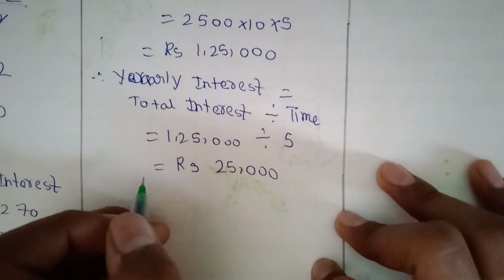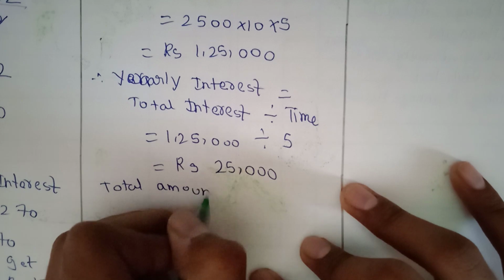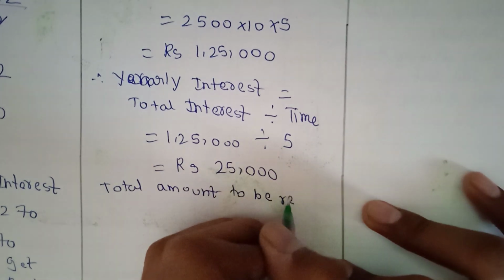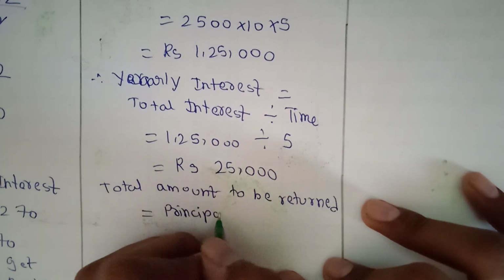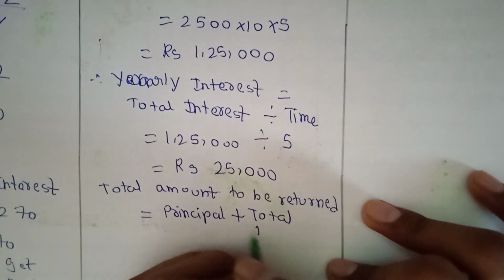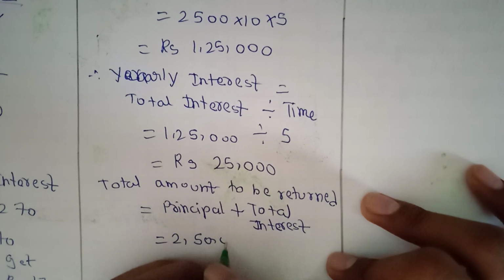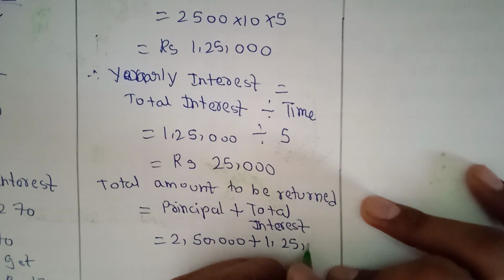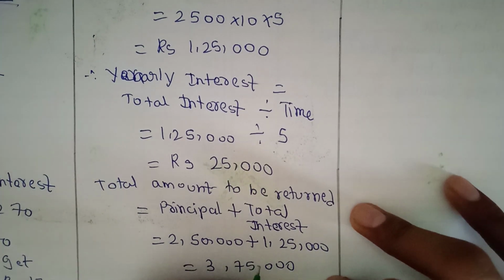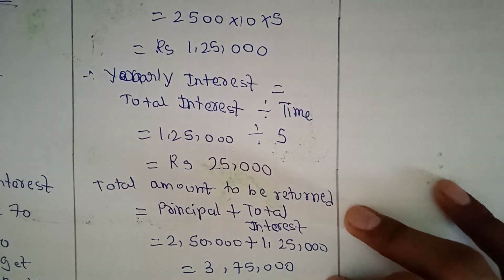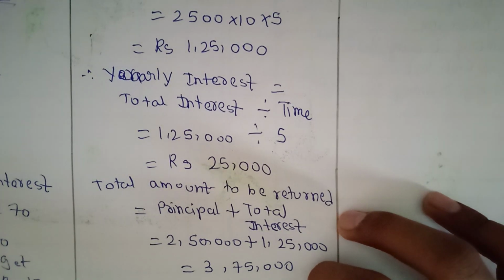We also have to find the total amount to be returned to the bank. So we will write total amount to be returned is equal to principal plus total interest. Principal is 2,50,000 plus total interest is 1,25,000, which is equal to 3,75,000. So therefore you can write the yearly interest is 25,000 and Jethalal will have to return 3,75,000 to the bank. So we have solved the second question. Let's move to the next question.